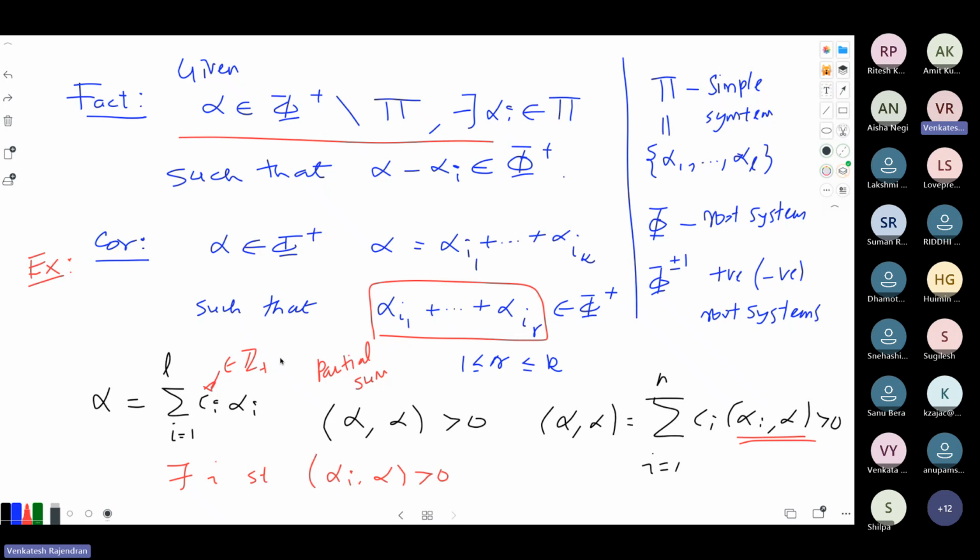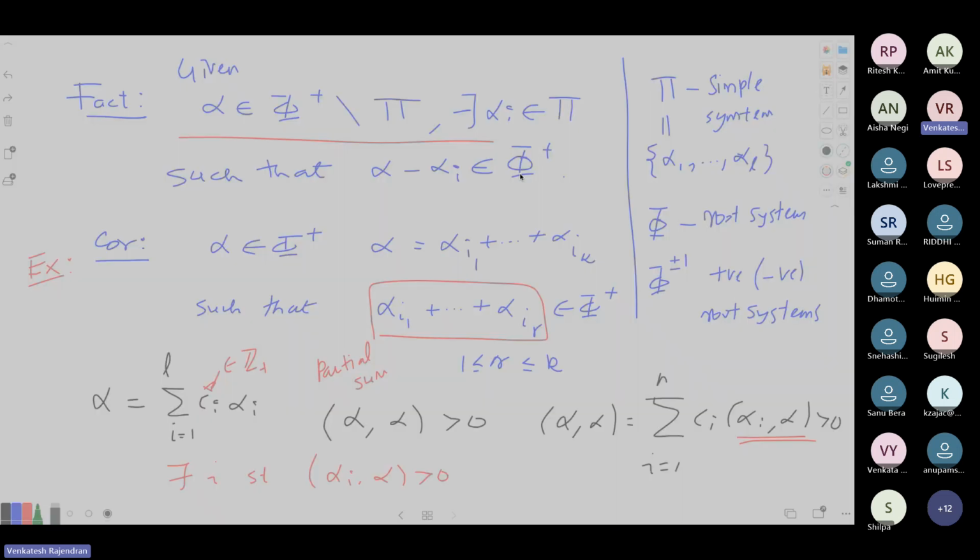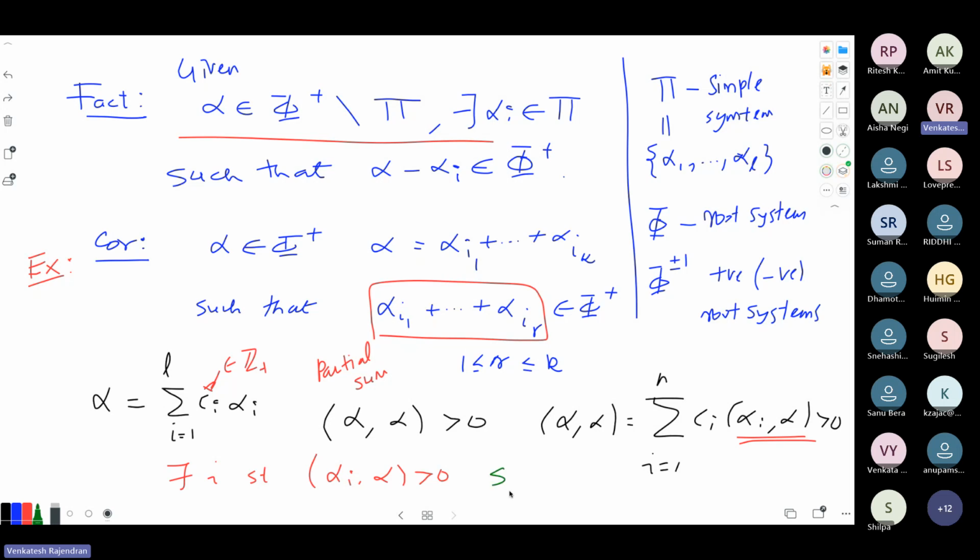So if alpha is positive, what will happen under the reflection? You take S alpha I and apply it on alpha. It will give you alpha minus the number times alpha I. Look at this number. This number is positive, so you are subtracting something. So alpha minus some positive number times alpha I is actually a root.